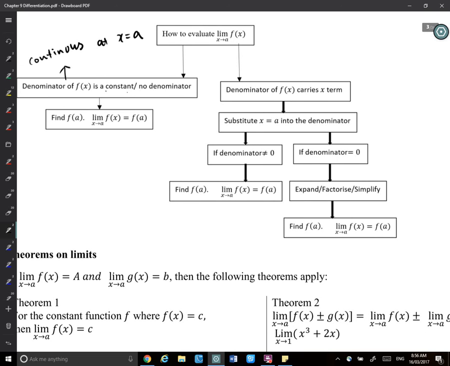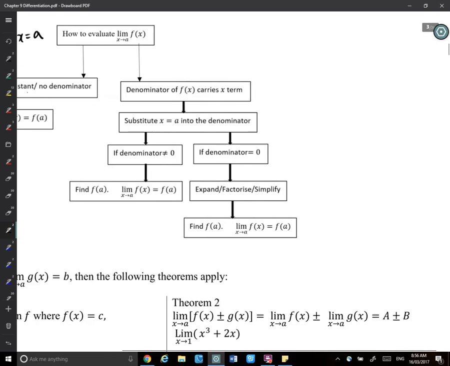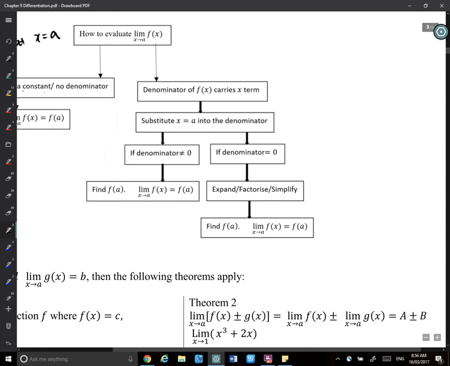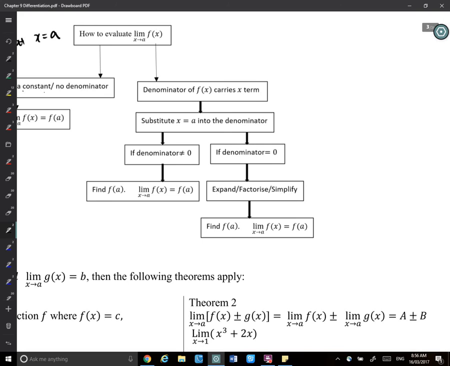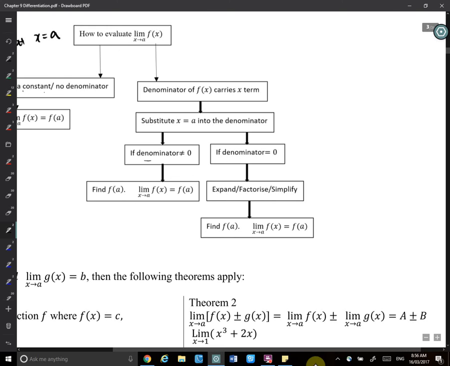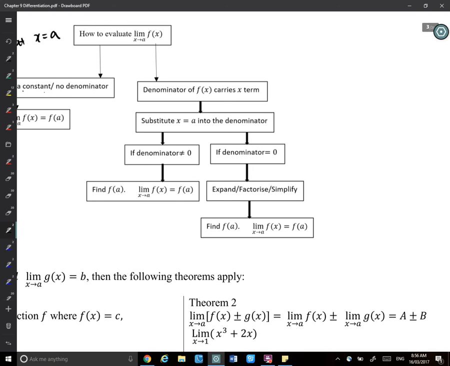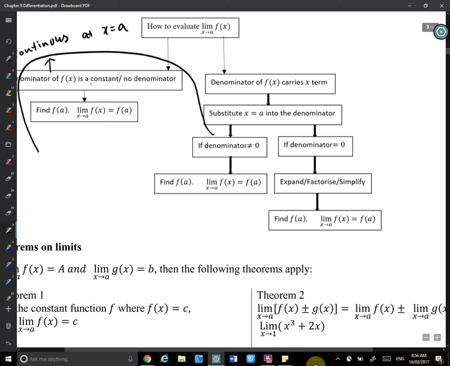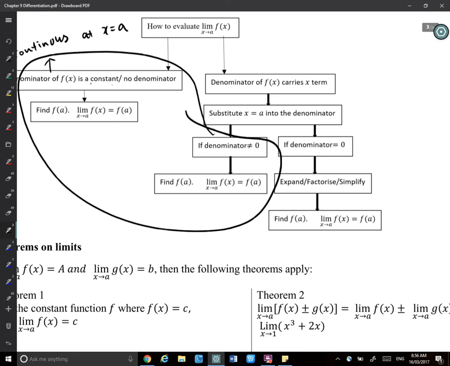Okay, how about if there is a denominator that carries x terms? The first thing is to test. I will substitute x equals a into the denominator and see whether the denominator equals 0 or not. If the denominator is not equal to 0 when x equals a, I can still do the same thing: substitute a in, work out what f(a) is, and directly have that. So basically those two are the same case, which means there's nothing wrong when I substitute x equals a, because the denominator is not 0, I can directly substitute it in and find f(a).